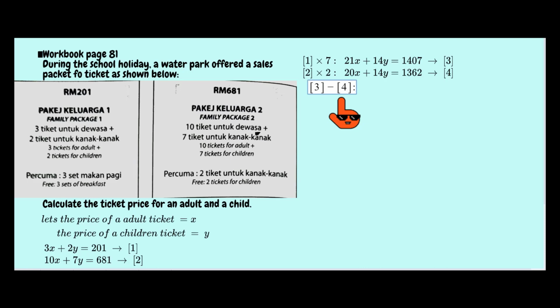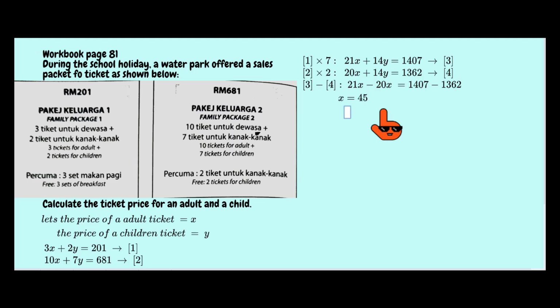So we get 21x minus 20x, and 14y minus 14y, which is nothing, and 1407 minus 1362. Since the 14y is eliminated, there is no need to write it down. So finally we get the answer: x equals 1407 minus 1362, which is 45.